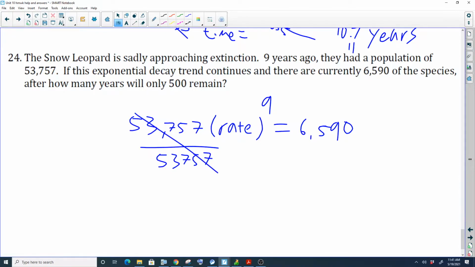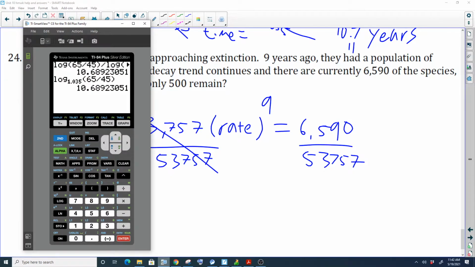There we go. So you're going to go ahead and divide it to the other side. And so we're going to get a nice, beautiful decimal there. So 6,590 divided by 53,757. These are two numbers I Googled them. Okay, so we get 0.112588.